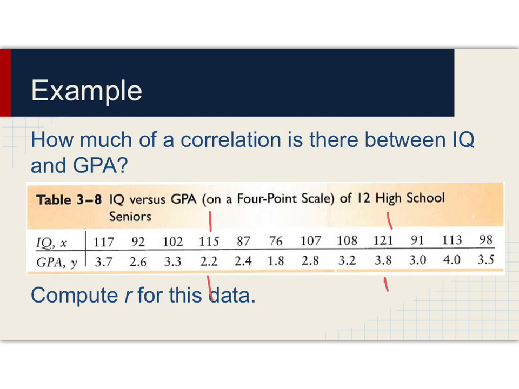And on the other extreme, we have some low IQ students with low GPAs. The 76 has a GPA of 1.8. But we've also got some success stories here. We've got somebody who is just below average IQ, 98, and their GPA is 3.5. So maybe there is a solid correlation, maybe there isn't. But either way, let's try to measure what the correlation is.